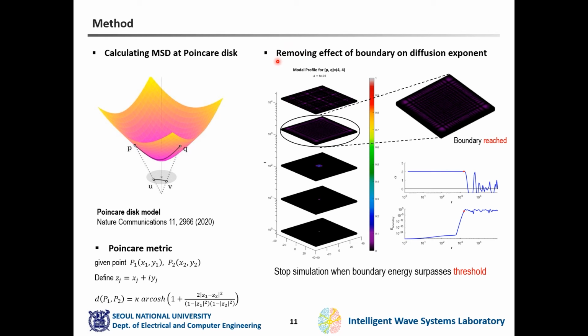Boundary effect can be discarded by carefully choosing the duration of simulation. Simulation is stopped when the mode boundary energy exceeds a threshold value, and the threshold value is chosen by observing mode profile, boundary energy, and diffusion exponent. You can see that at the stop time, the mode is about to reach the boundary, and the diffusion exponent abruptly drops after the stop time, which validates the choice of our stop time.